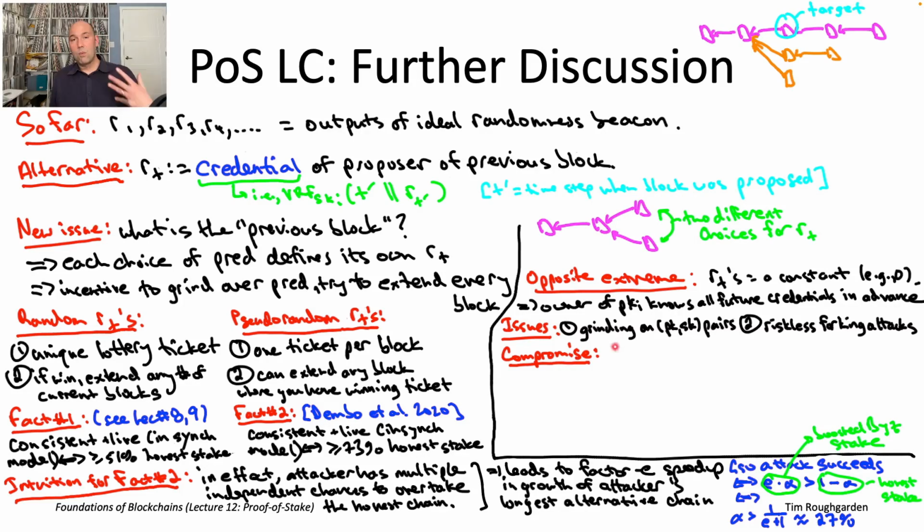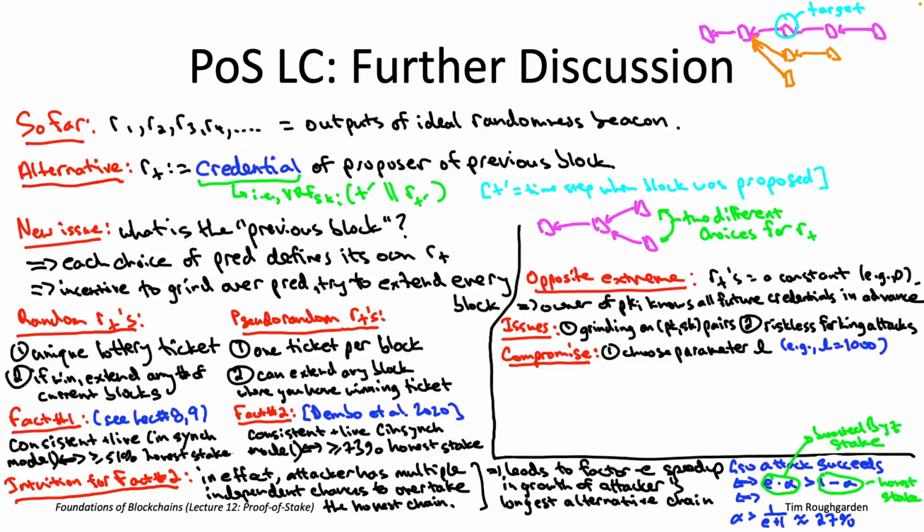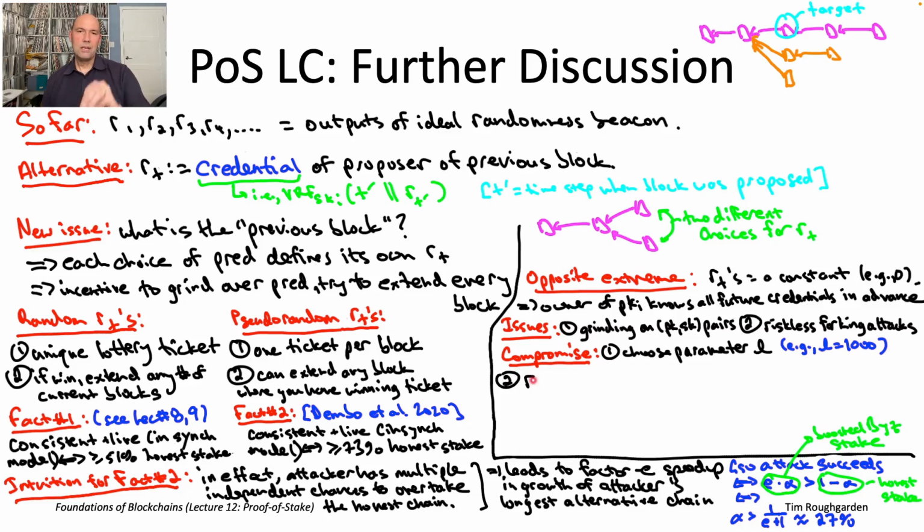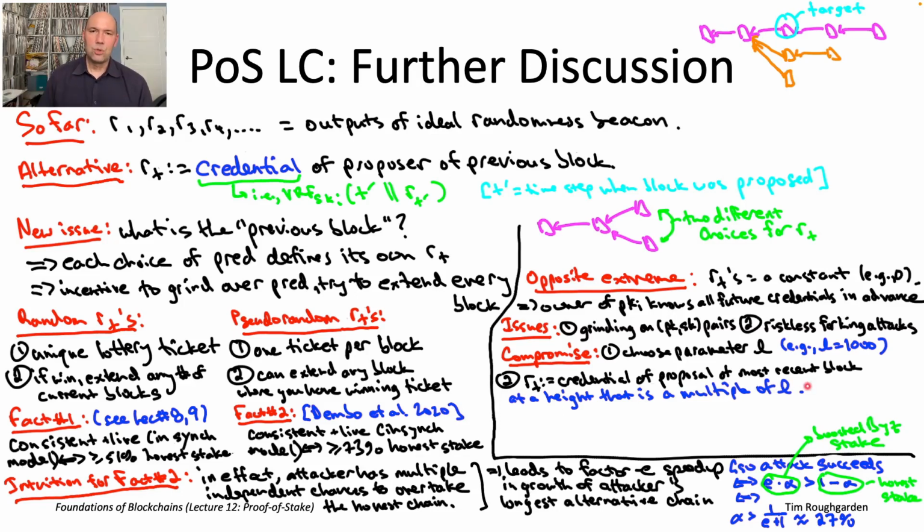So how does it work? Well, first we're going to choose a parameter L. For concreteness, maybe think of L as like 1,000. Now we're going to define pseudorandom seeds in a way that's a variation of what we did before. Rather than take the pseudorandom seed as the credential supplied by the proposer of the preceding block, we're going to take it as the credential of the proposer of the most recent block that's at a block height that's a multiple of L.